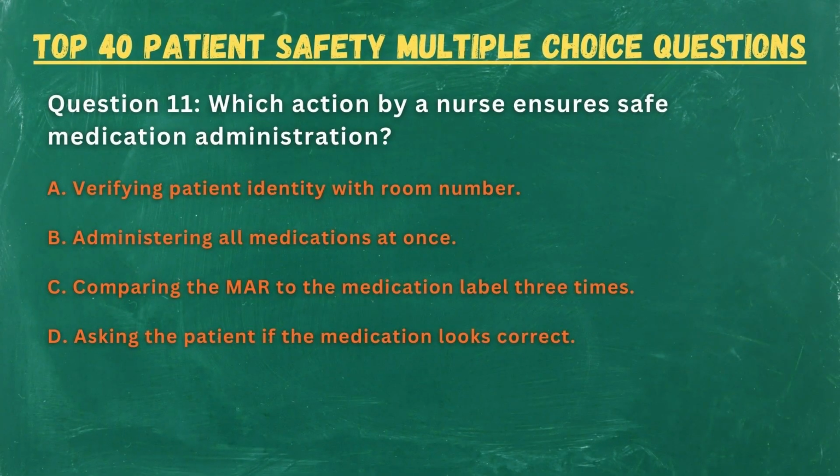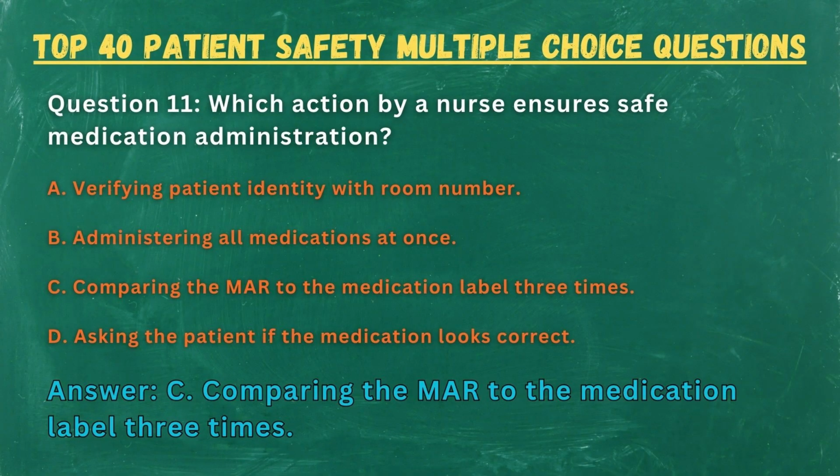Question 11. Which action by a nurse ensures safe medication administration? A. Verifying patient identity with room number. B. Administering all medications at once. C. Comparing the MAR to the medication label 3 times. D. Asking the patient if the medication looks correct. Answer. C. Comparing the MAR to the medication label 3 times.